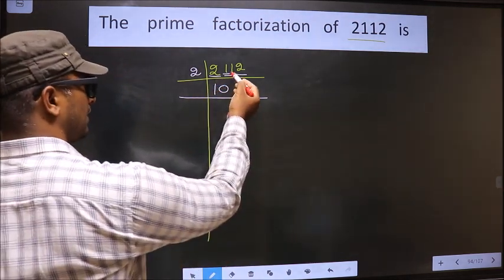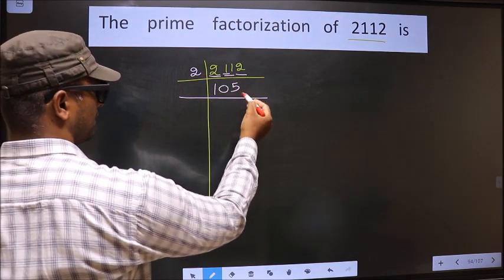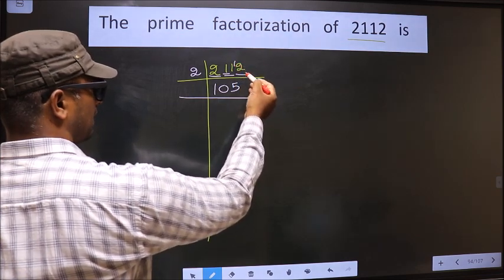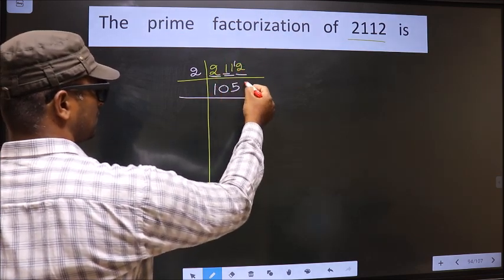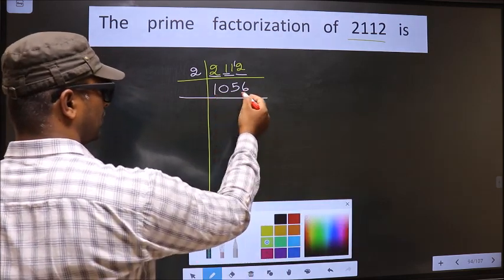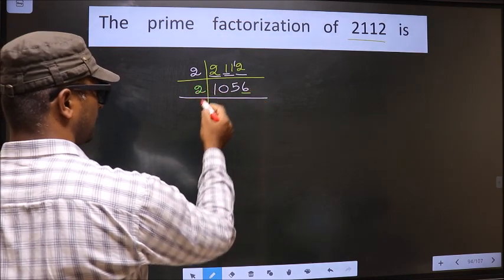Now here we have 11. A number close to 11 in 2 table is 2 5s 10. 11 minus 10, 1 carried forward, making it 12. When do we get 12 in 2 table? 2 6 12. Now for this number, last digit is 6, which is even, so we take 2 here.